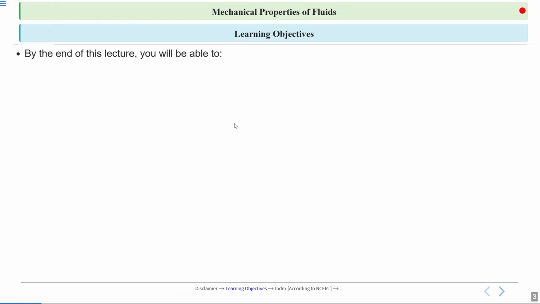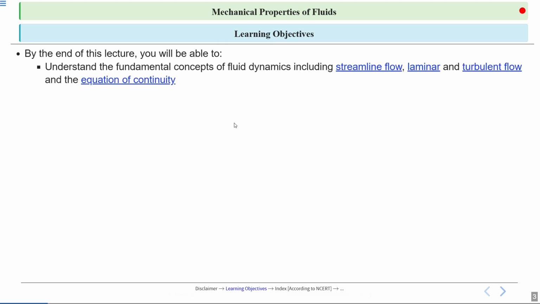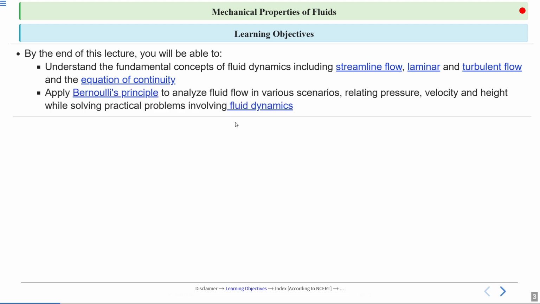Learning objectives. By the end of this lecture you will be able to understand the fundamental concepts of fluid dynamics including streamline flow, laminar and turbulent flow and the equation of continuity. Apply Bernoulli's principle to analyze fluid flow in various scenarios relating pressure, velocity, and height while solving practical problems involving fluid dynamics.